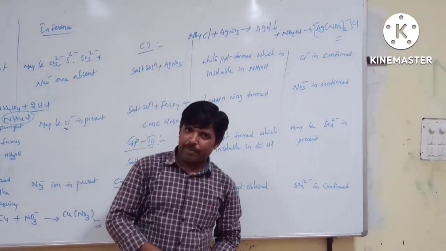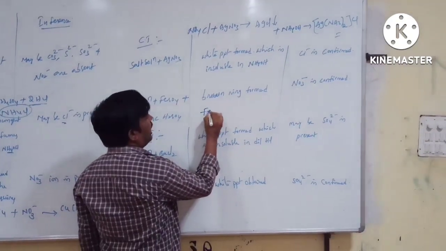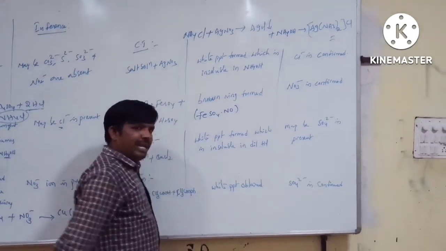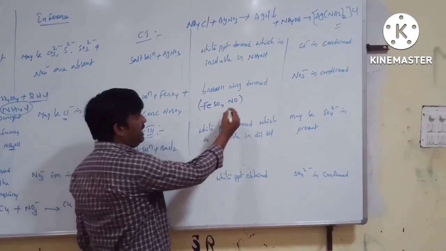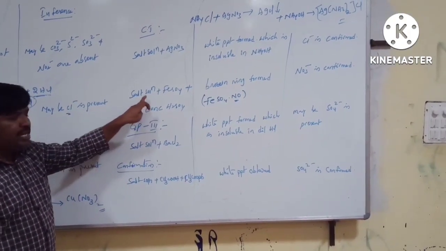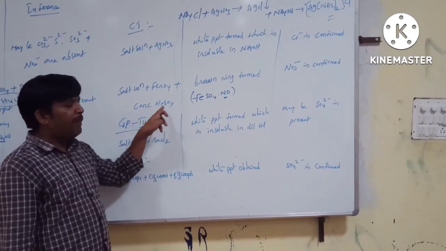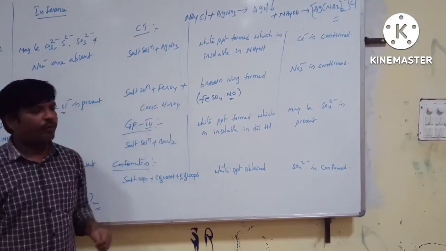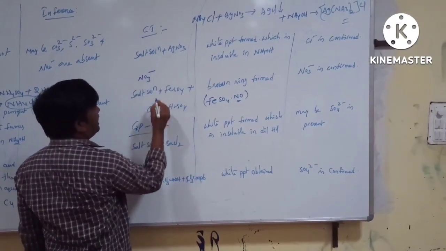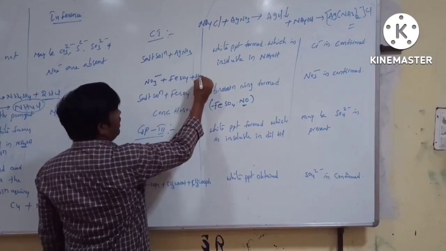NO3 minus is confirmed. That brown ring contains what? Brown ring contains [Fe(H2O)5NO]SO4, FeSO4 NO. NO means nitric oxide. ఏం చేస్తాం సార్? Salt solution reacting with FeSO4 plus concentrated H2SO4. What happened? ఏం జరుగుతుంది సార్? Salt solution ఏముంది నీకు? Nitrate NO3 minus reacting with FeSO4 plus sulfuric acid.